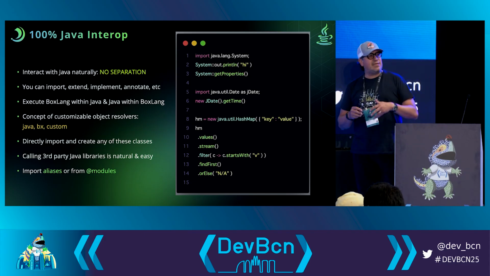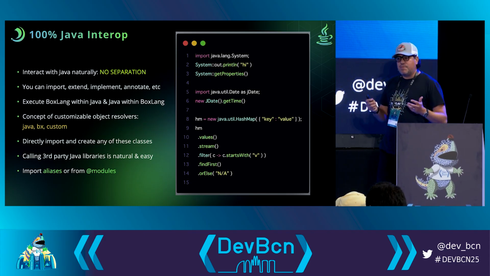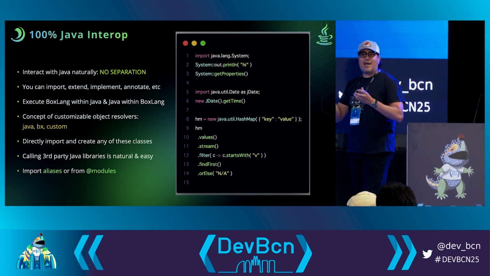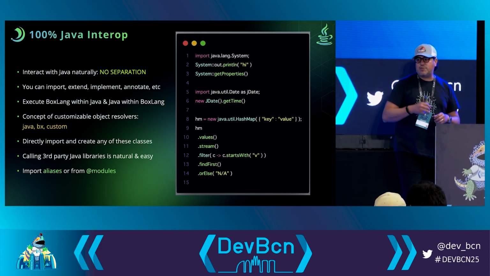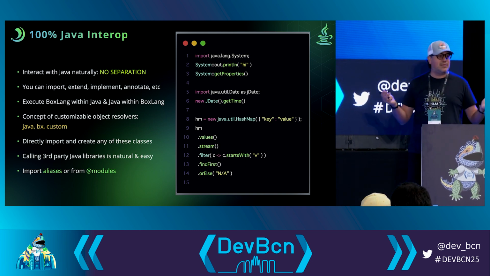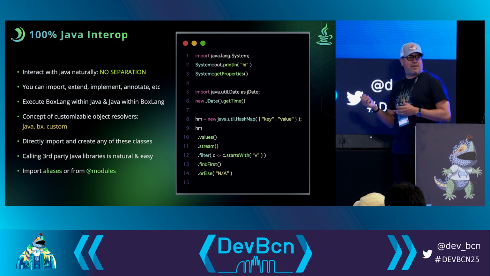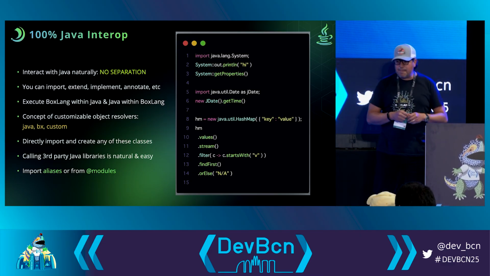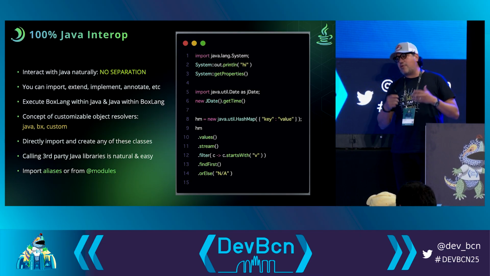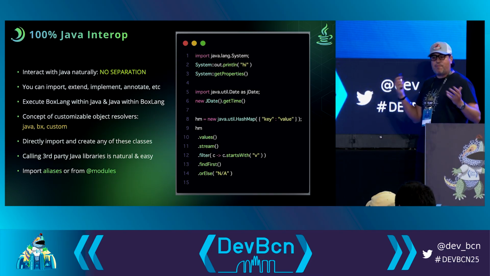We created a concept of object resolvers, because we're actually a mediator between languages. So now you can say, I want an object from Java, or I want an object from BoxLang, or anything else. For example, we have one for Python. So you can create Java classes that represent Python objects. Right? So you can directly import and create any of these classes. You can call third-party ones.